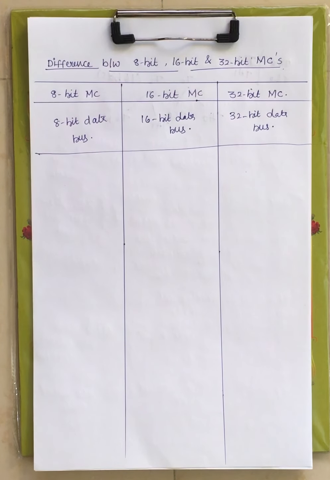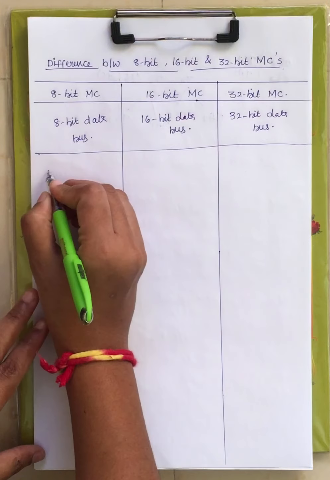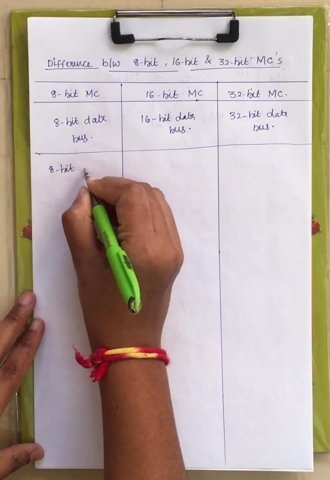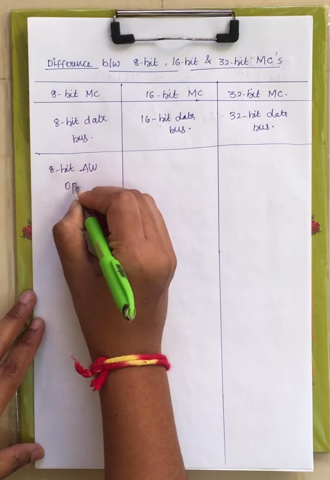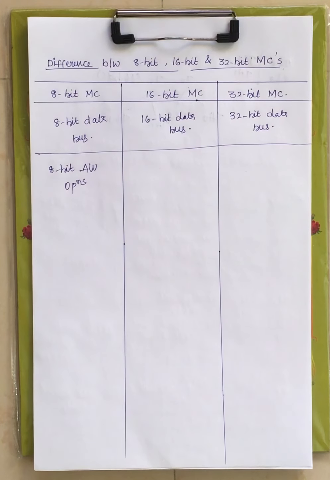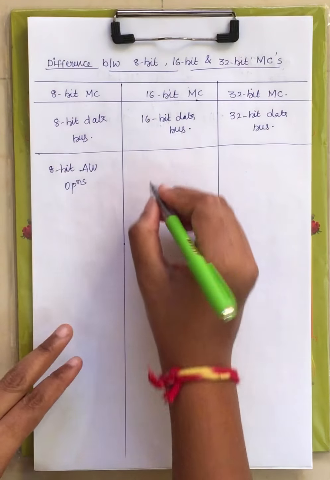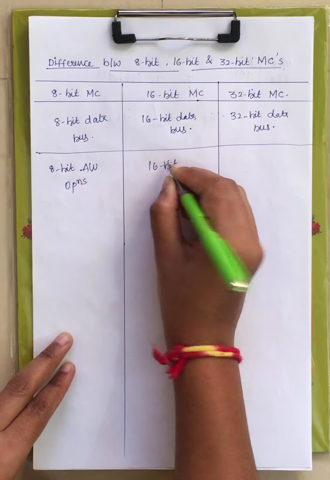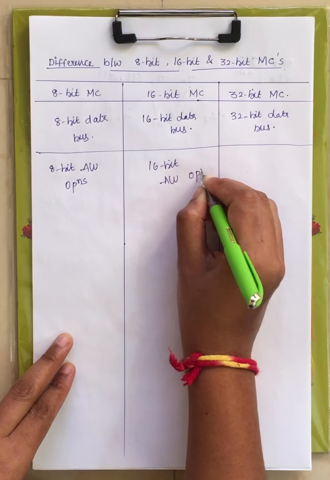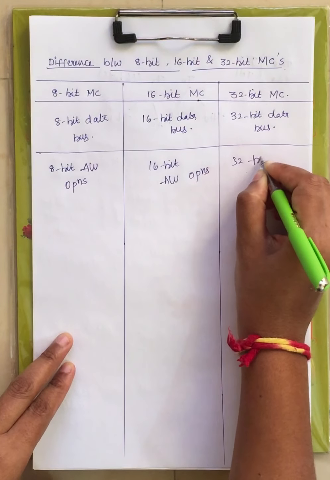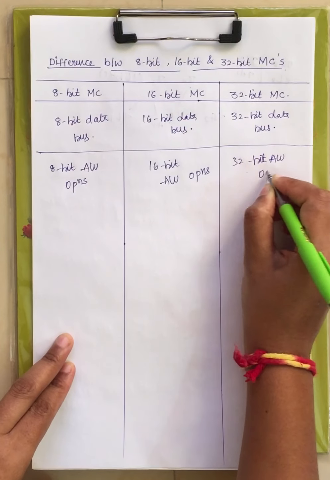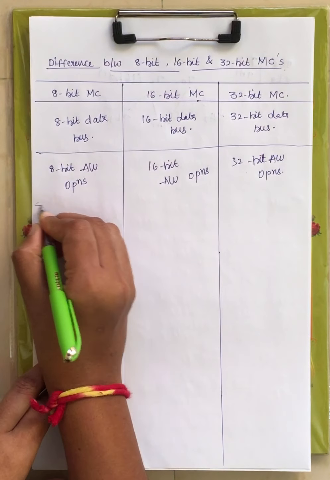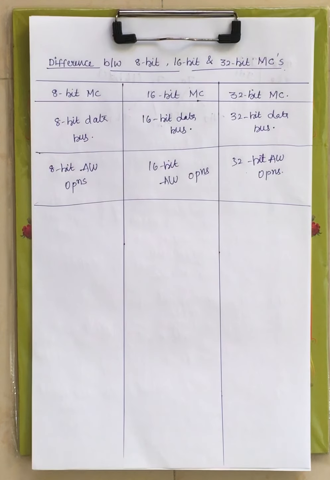Now coming to the next variation, this performs 8-bit ALU operations. Since the 8-bit microcontroller contains 8-bit data, on 8-bit data only it can perform ALU operation, right? This performs 16-bit ALU operations and this performs 32-bit ALU operations. This is the second difference between 8-bit, 16-bit and 32-bit microcontroller, right?